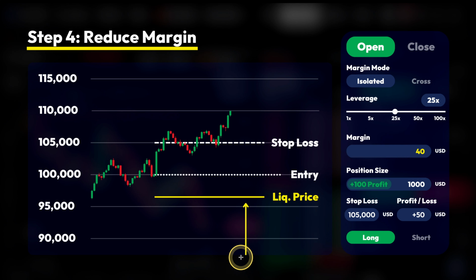One thing we also notice is that our liquidation price of course now increases to around $96,000 to $97,000, but in this case it doesn't concern us because we've secured ourselves with a stop loss in profit anyways.